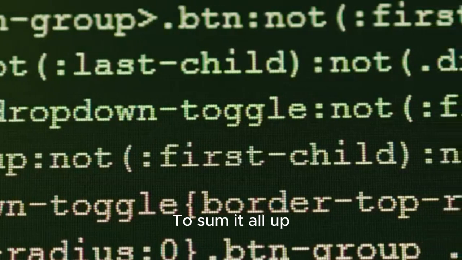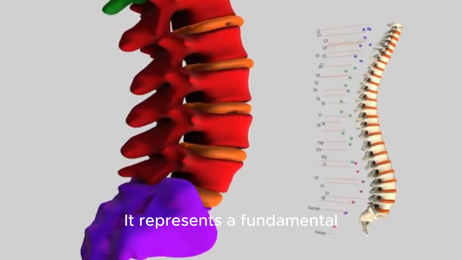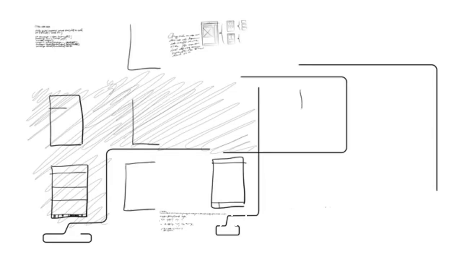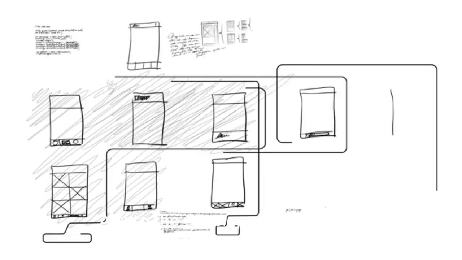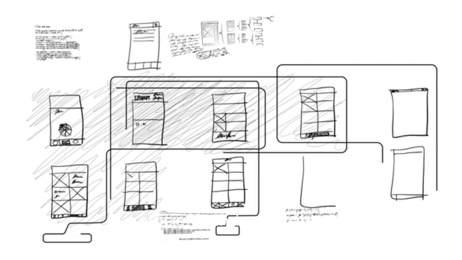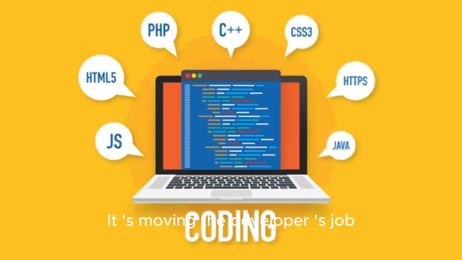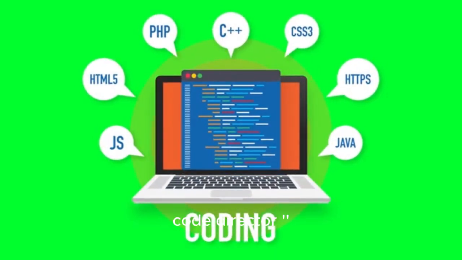To sum it all up, Cursor isn't just another code editor. It represents a fundamental shift in how we interact with our tools and how we write software. By deeply integrating AI into the development workflow, it makes coding more intuitive, efficient, and accessible. It's moving the developer's job from being a code writer to a code director.